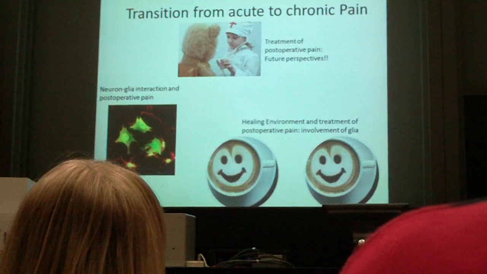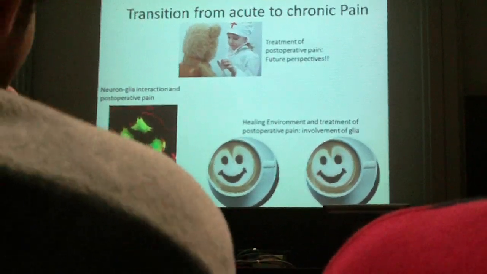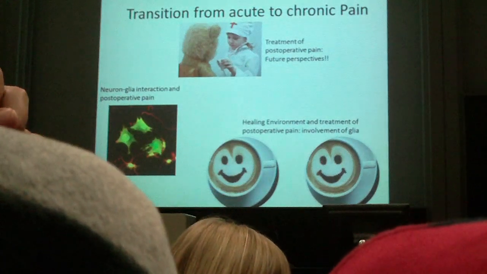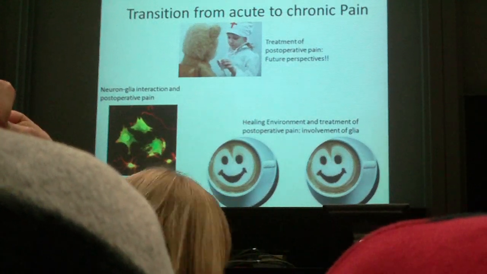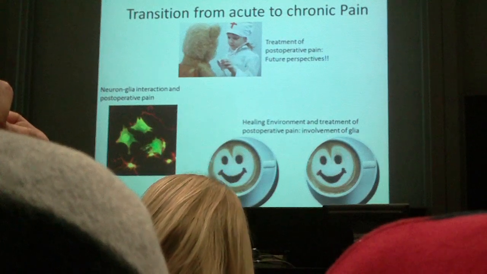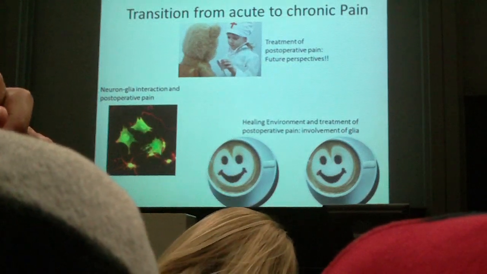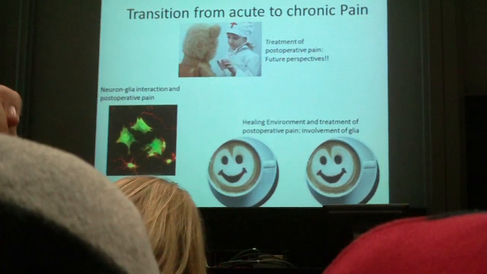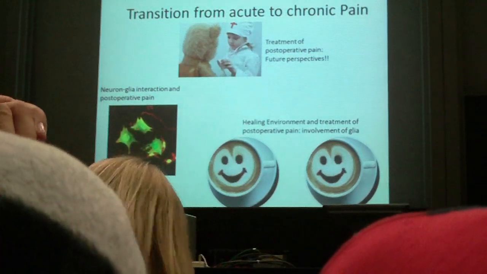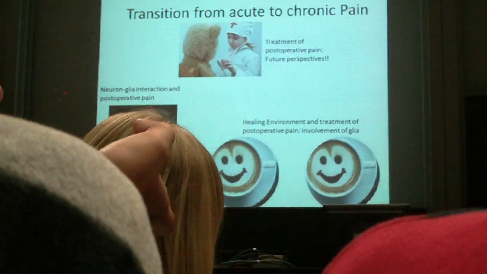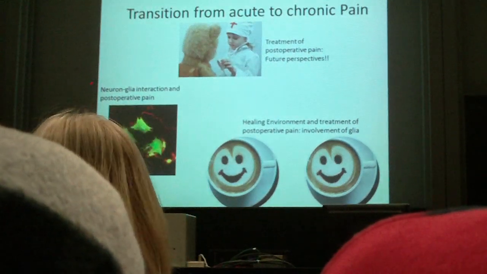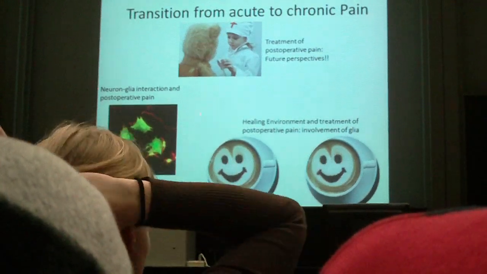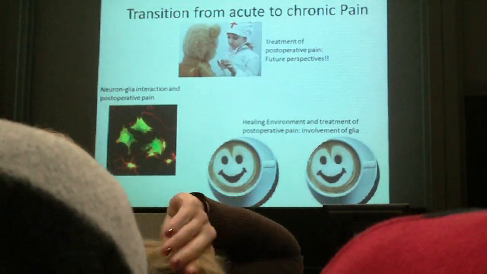So that's my last slide, where we focus at the moment in our laboratory on the effect of the healing environment and treatment of post-operative pain, and the role of the immune response, how we are able to modulate the immune response by optimizing the healing environment. I talked a lot about the central inflammatory response, the neuron-glia interaction in post-operative pain, from acute to chronic.